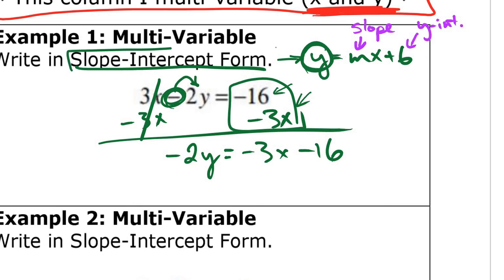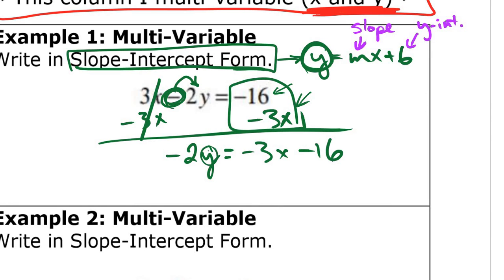Since they told us to put it in slope-intercept form, we would want to put the 3x first. If they hadn't specified slope-intercept form and they had just said solve for y, it wouldn't matter if we put the 16 first or the 3x. All right, so that was all one step. Just move the x to the other side. And now there's just one more step.